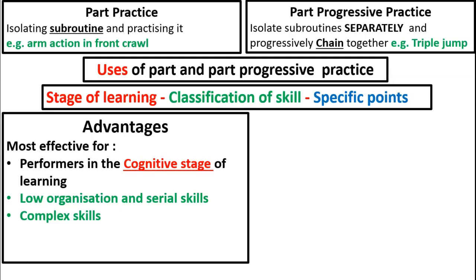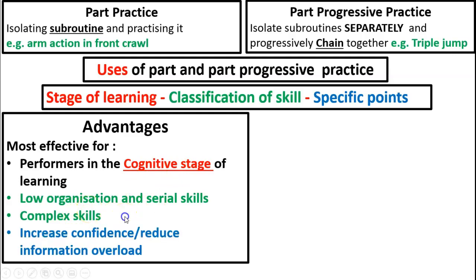So if you're somebody who is in the cognitive stage of learning, it is brilliant to be able to separate a subroutine down and go and practice it on its own, because then it reduces the information processing that we're going to have. Okay, so when we do that, complex skills, because of the high level of decision making, it's really good sometimes to break them down. Okay, so it reduces the information processing, and you can look down to here.